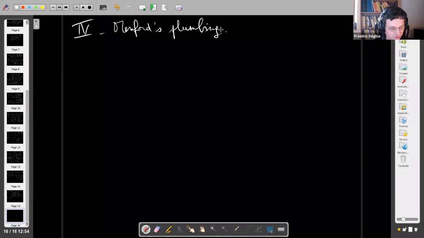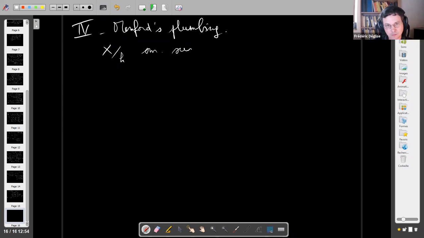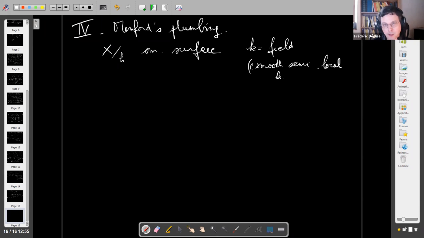So now we can interpret this computation in motivic terms, as I said. So let's try to go back to some more concrete stuff. Now we take X over k a smooth surface. k is a field, or actually, if you want to be more general, you can take a semi-local ring over a field.